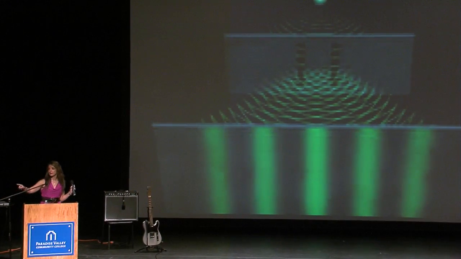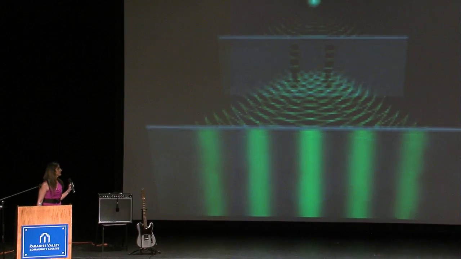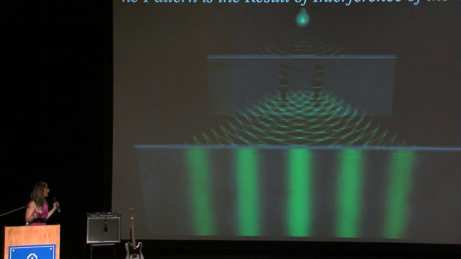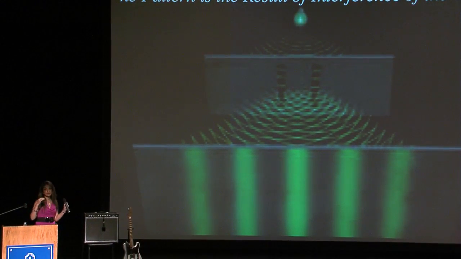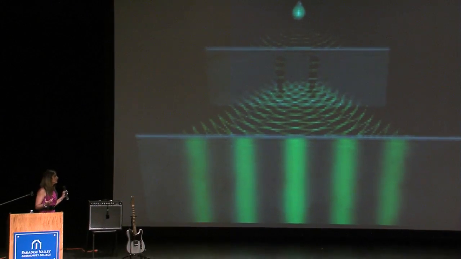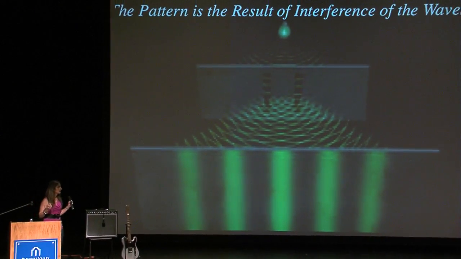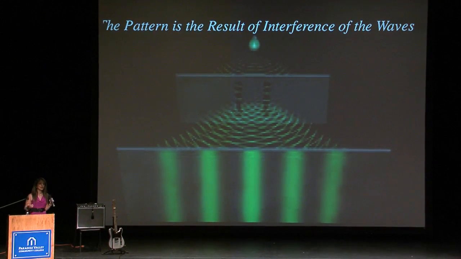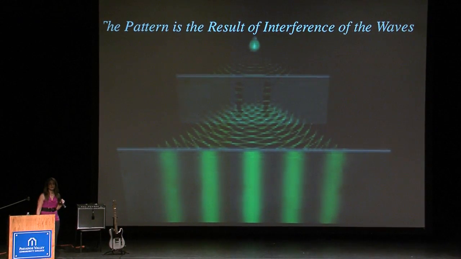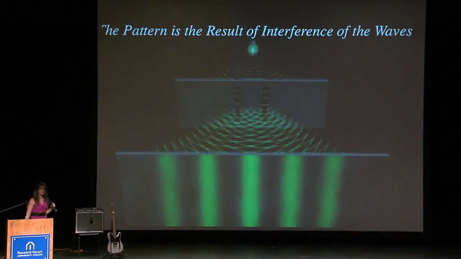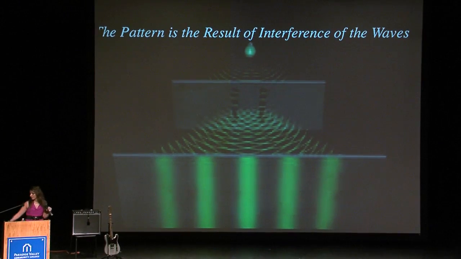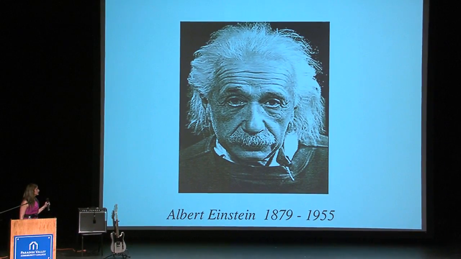It's because the pattern is the result of interference of waves, meaning that light has a wave nature, and these waves interfere, and that's why you see a pattern. And that was convincing for most of the scientists. The original experiment was done in 1801 by Thomas Young, and for about 40 years, scientists were thinking that light is actually a wave. But it was not as convincing for Einstein.